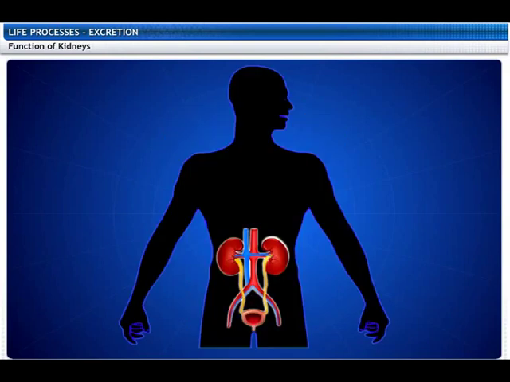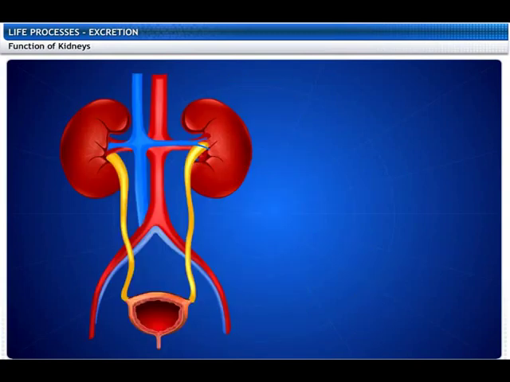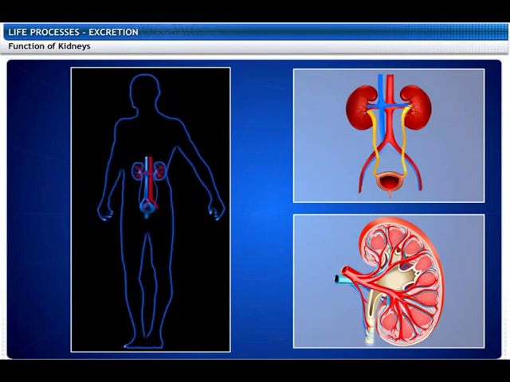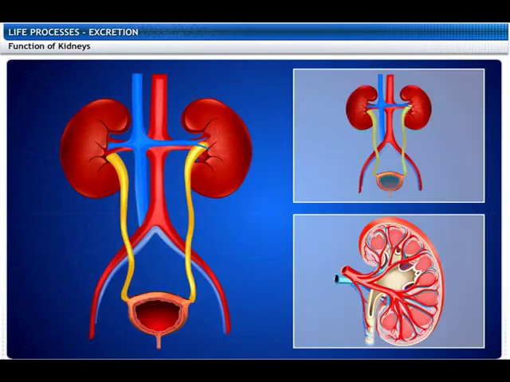Now, let's find out the location of the kidneys. The kidneys are located in the abdomen, one on either side of the backbone. The kidneys perform several crucial functions. For example, they excrete water, salts, and urea in the form of urine.